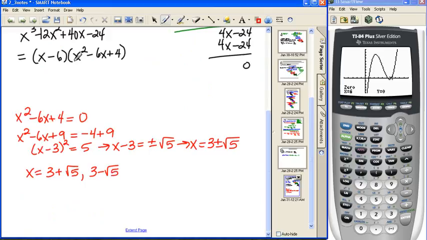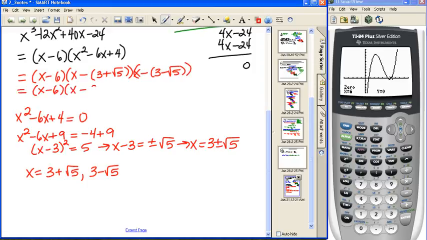So the way that's going to play a role here is now we can go back to the complete factorization to say that this original polynomial is equal to x minus 6 times x minus 3 plus the square root of 5 and x minus 3 minus the square root of 5. And if you want to simplify that further, you can say that's x minus 6 times x minus 3 minus the square root of 5 and x minus 3 plus the square root of 5. And all I did there is distribute that negative sign inside. Okay?